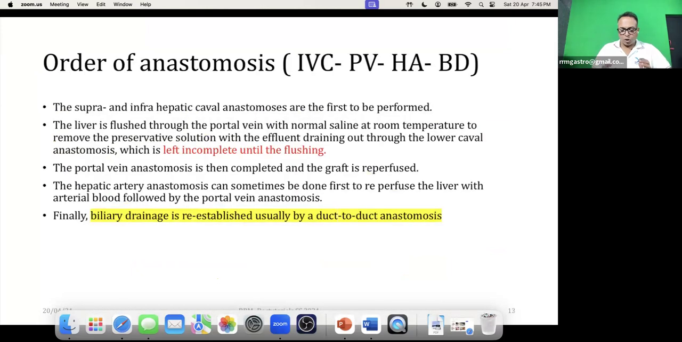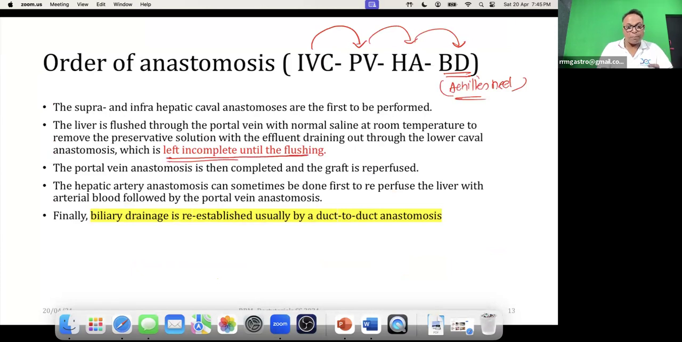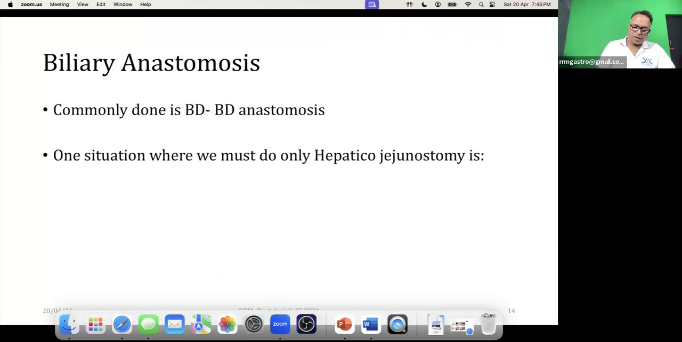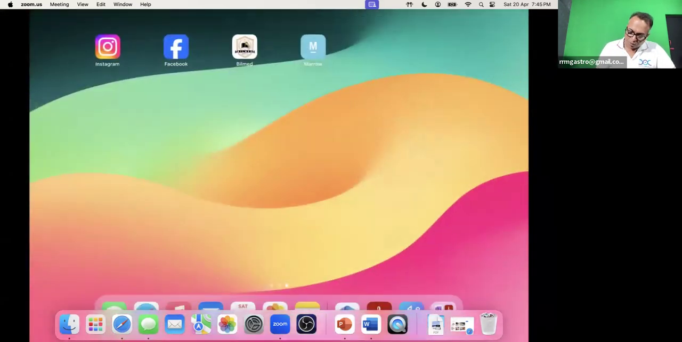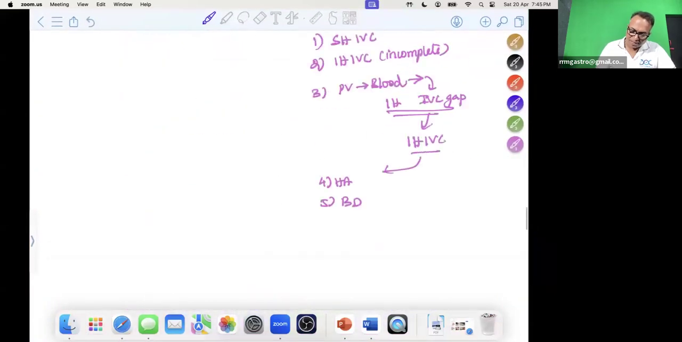Okay. So order of anastomosis, never forget for your exam: IVC, portal vein, hepatic artery, bile duct. Bile duct anastomosis is the Achilles heel of this operation. From Bailey and Love, the Achilles heel is bile duct anastomosis. Okay, so we have to leave the IVC opening not completely closed, because I need to wash the cold solution outside by flushing. So what is the method of doing bile duct anastomosis? That's another important question asked every time in the exam.